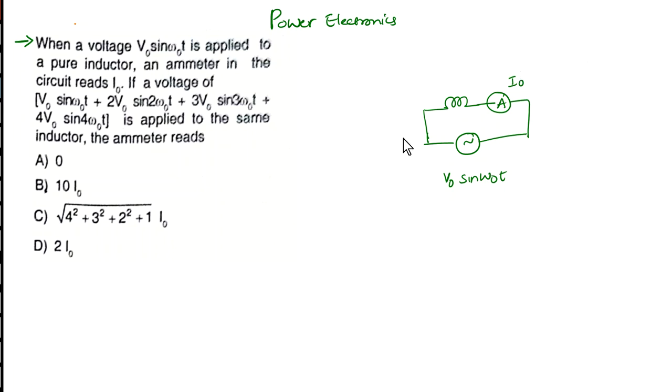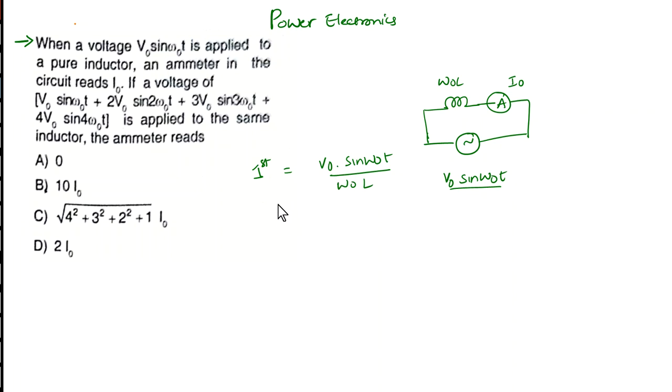Now when V naught sin omega naught t is given, it gives an I naught value. What about the magnitude of this I naught? We need to find that. Let's assume omega naught L is the inductive reactance here. Now, due to the first element, what will be the current? Due to the first order harmonic, we get V naught sin omega naught t divided by omega naught into L. This is the first order harmonic current.